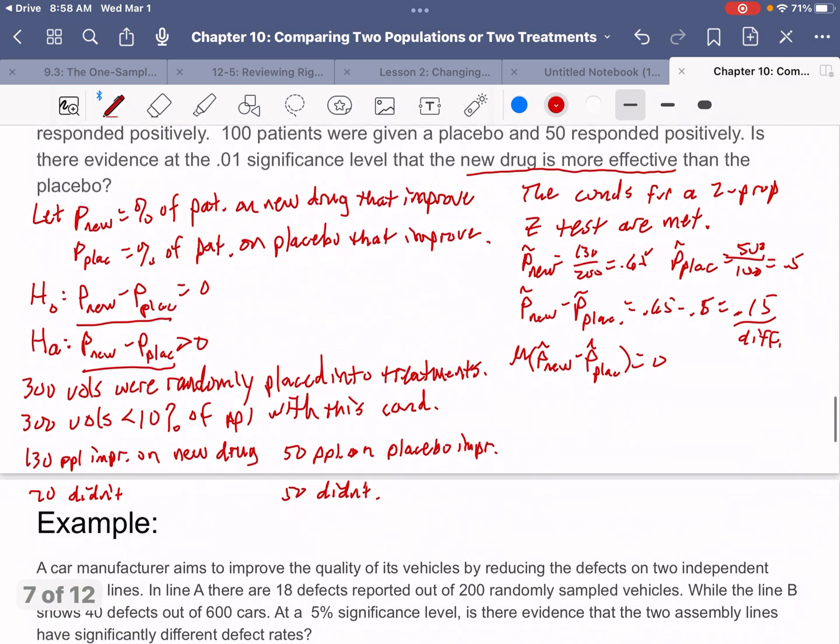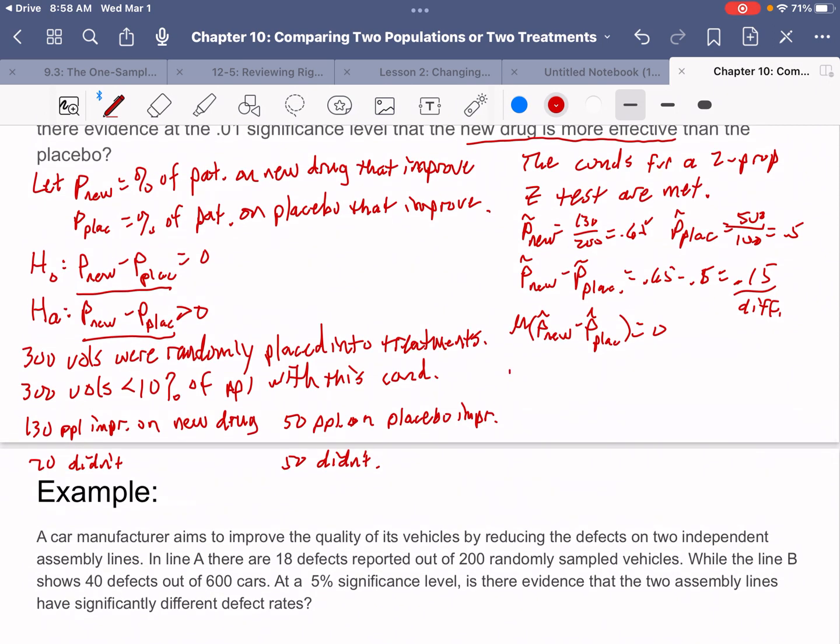Okay, now for the fun ones. We have to calculate P hat pooled. And that is done by taking the number of successes plus the number of successes divided by sample plus sample. So that's 180 out of 300. In other words, regardless of which treatment you were in, 180 of the 300 people experienced some sort of improvement, and I'm getting 0.6.